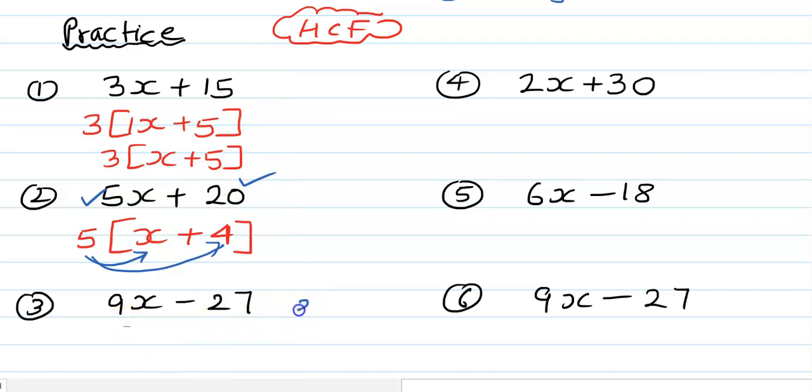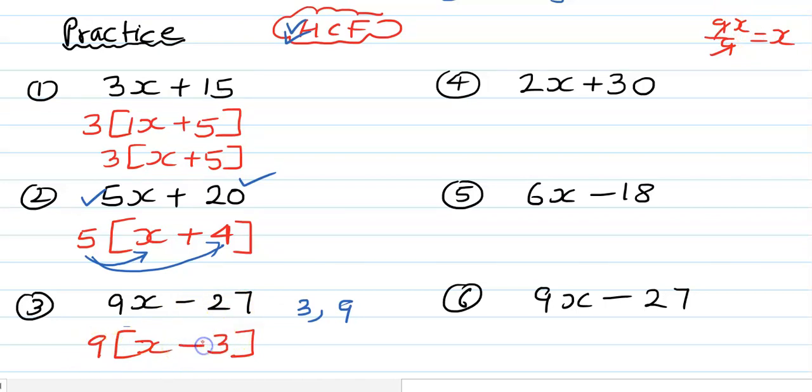So in the 3 times table, 9 and 27 come, but we need to look for the highest common factor. So it is 9. Write down 9 outside and close the bracket. 9x divided by 9, the 9 and 9 cancel, so it is 1x, so it is x. And 27 divided by 9 is 3, with a minus sign in between. So it is 9x minus 3.